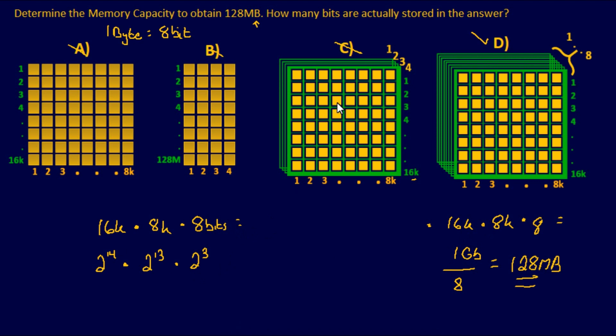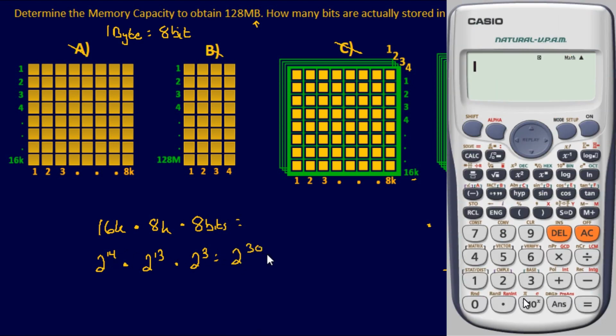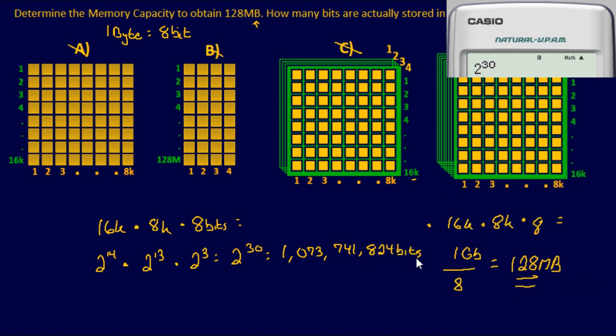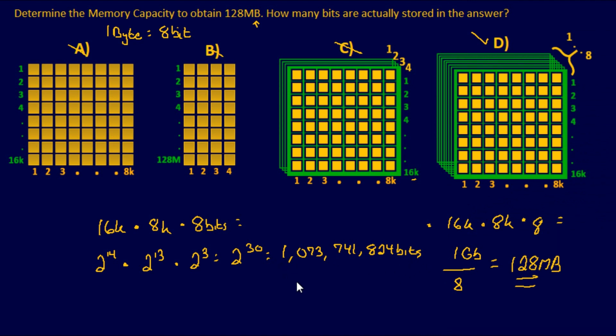Now the question is, how many bits are we actually getting in this total array right here? Well, if you look at this, 2 to the 14 times 2 to the 13 times 2 to the 3, well, if you go back to your basic algebra classes, you can always add these exponents together. So it's 2 to the 30, which means if you plug and chug that in our calculator, it's going to give you 1,073,741,824 bits. So in reality, that's how many bits you're getting.